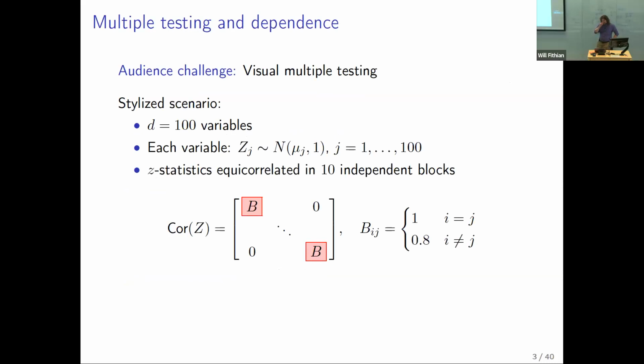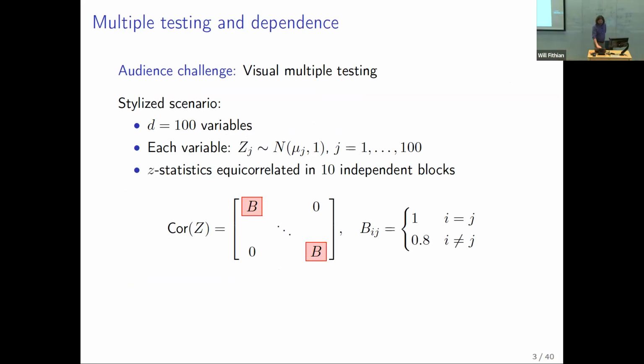So I'll start by trying to give you all a motivational challenge of visual multiple testing. I'm going to show you a plot, and then your job will be to find the non-null. This is a stylized scenario. Assume that we have 100 variables, and for each variable we have a z-statistic. The z-statistics all have their own means, and they all have marginal variance 1. But they have some correlations with each other.